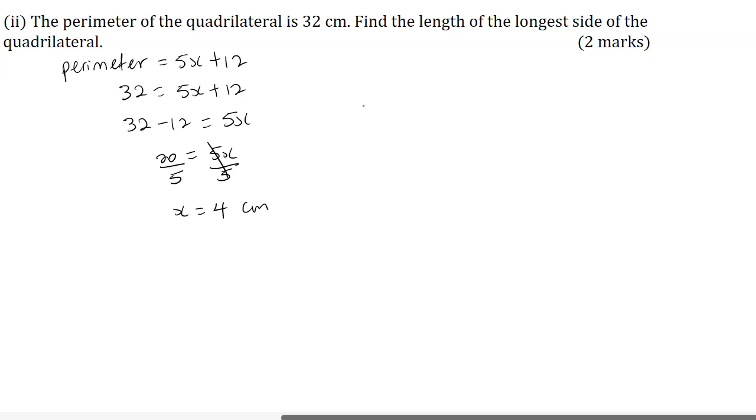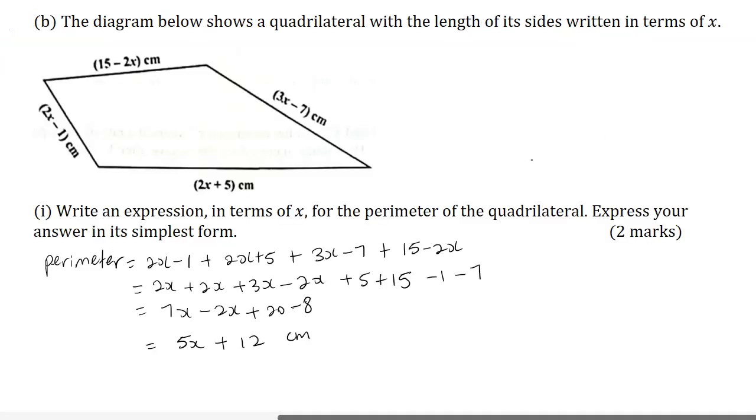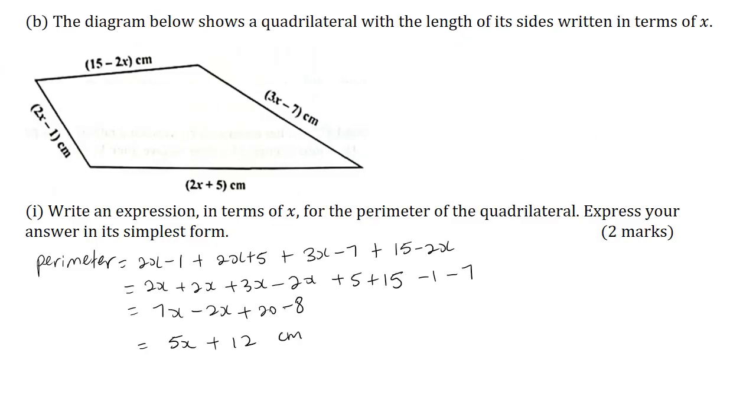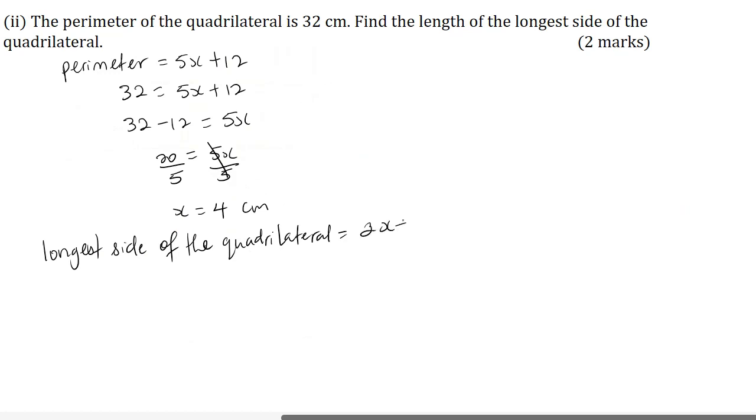So therefore, we could find now the longest side of the quadrilateral. So we write here that the longest side of the quadrilateral is equal to 2x plus 5. So I write here 2x plus 5, and we know here that x is 4 centimeters. So this is 2 multiplied by 4 plus 5. 2 4s are 8 plus 5. So this here is 13 centimeters.